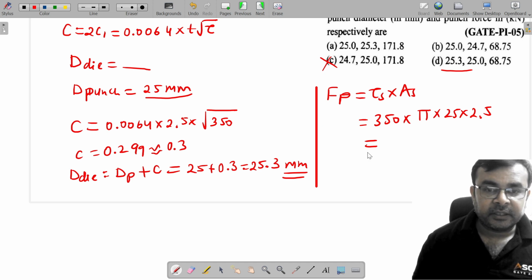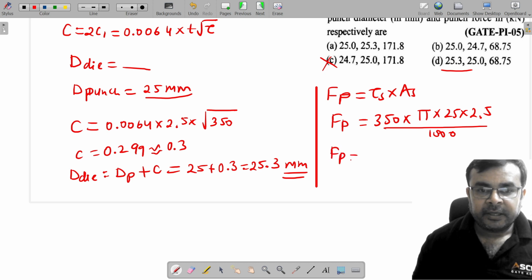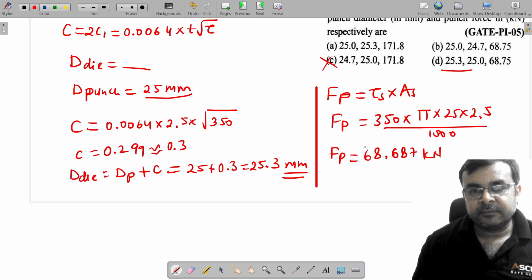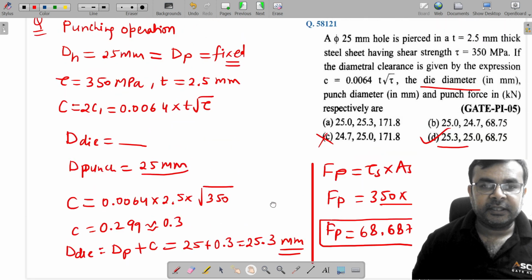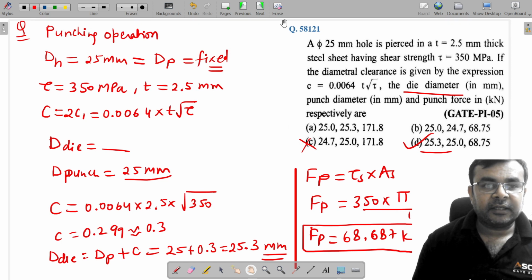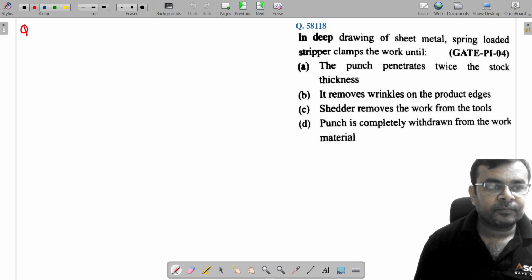When we calculate this value, in kilonewton, if we divide by 1000, simply here we get FP is nothing but 68.687 kilonewton. So according to this, the correct choice will be option D. Yes or no? So like this, you can calculate this value.